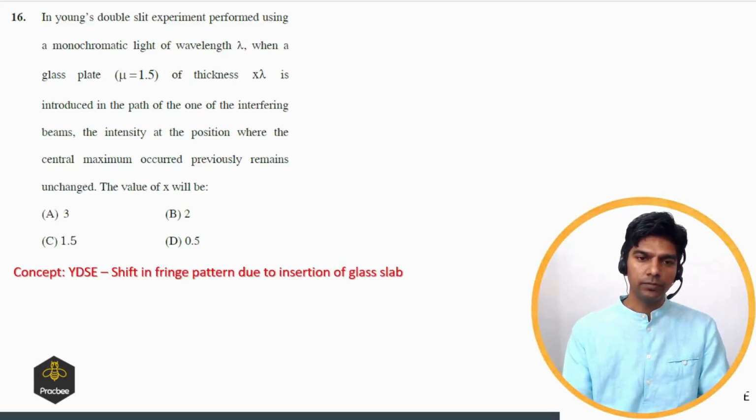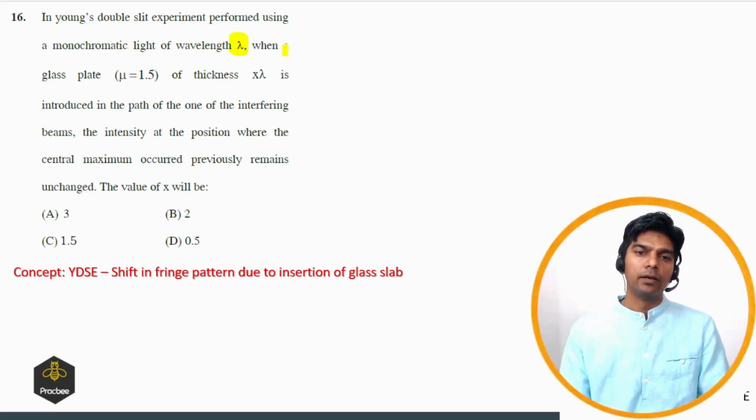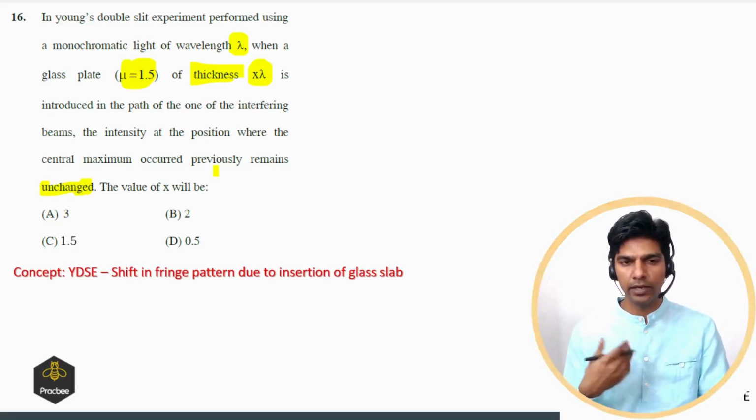Now let us see the next question based on the same concept. In YDSE, the experiment is performed using monochromatic light of wavelength lambda. When a glass slab of refractive index 1.5 and thickness x lambda is introduced in the path of one of the interfering beams, the intensity at the point where the central maxima occurred previously remains unchanged. The value of x will be. If the intensity is not changing, it means at the central maximum we are again getting a maxima, but its order won't be the zeroth order, it will be some higher order.